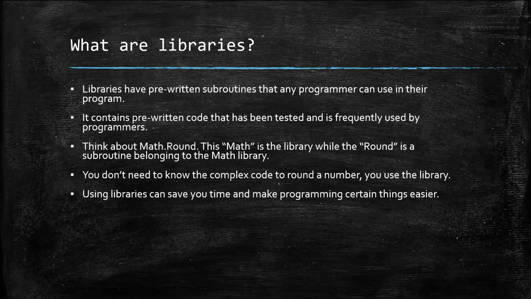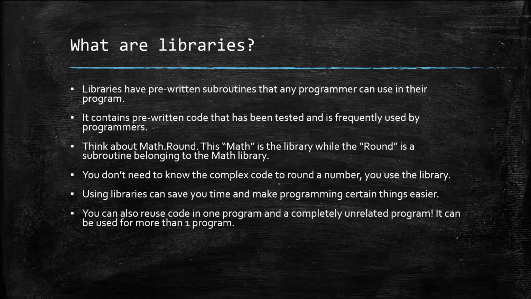Using libraries can save you time because the complex code has already been written, and it makes programming certain things easier. Now, you can also reuse your code in one program in a completely unrelated program. It can be used for more than one program. I can use the math library in any program I want. There's math.round, which will do the complex code that will round a number to a certain amount of decimal places. There's math.sqrt, which gives me the square root. It does a lot of the complex code for me, and because I'm not having to figure out that complex code, it's going to save me time and make certain things easier.